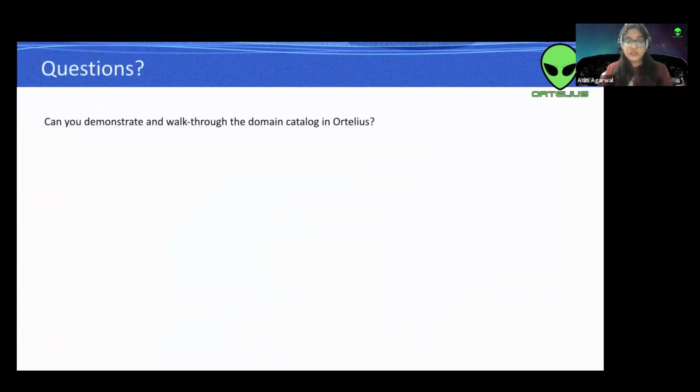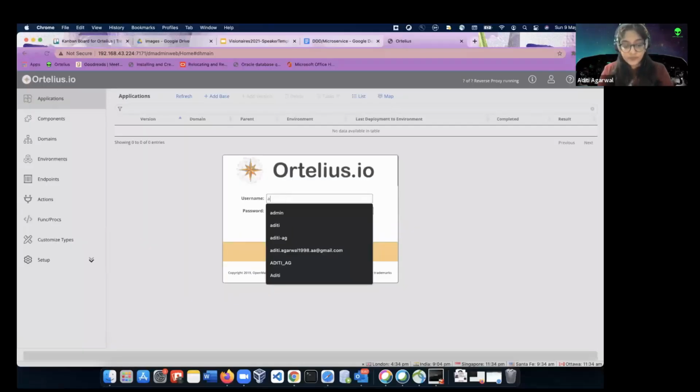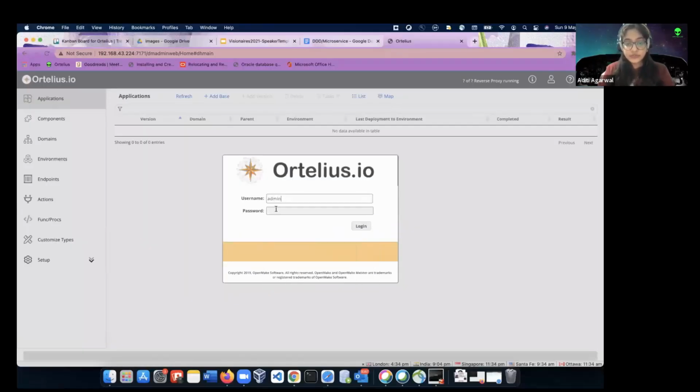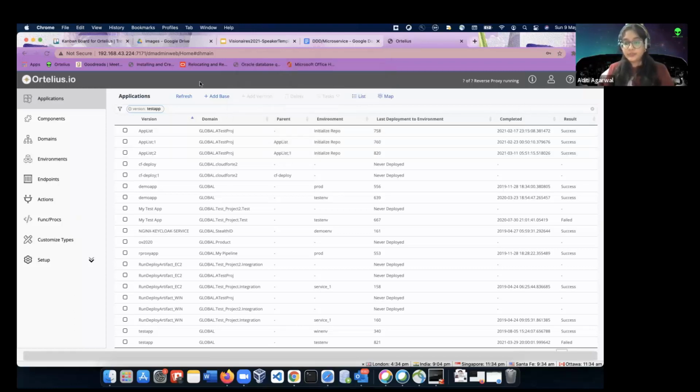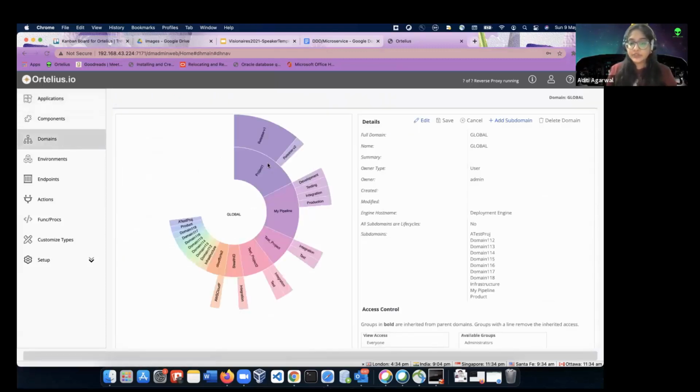All right. So now let's go on to the demonstration of the Ortelius domain catalog. So this is the Ortelius dashboard. Here I am logging in to my Ortelius dashboard. This is the on-prem version of the Ortelius dashboard, and this is the domain section, as we see. So this is the domain catalog of Ortelius.